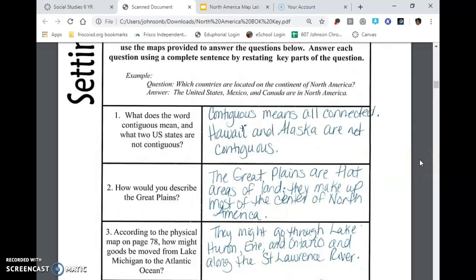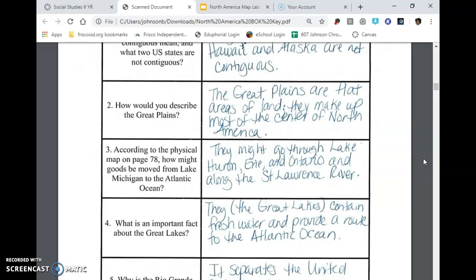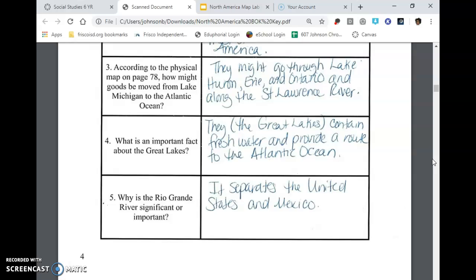Number 2, how would you describe the Great Plains? The Great Plains are flat areas of land, and they make up most of the center of North America. Number 3, according to the physical map on page 78, how might goods be moved from Lake Michigan to the Atlantic Ocean? They might go through Lake Huron, Erie, and Ontario, and along the St. Lawrence River. Number 4, what is an important fact about the Great Lakes? The Great Lakes contain fresh water and provide a route to the Atlantic Ocean. Why is the Rio Grande River significant or important? Because it separates the United States and Mexico.